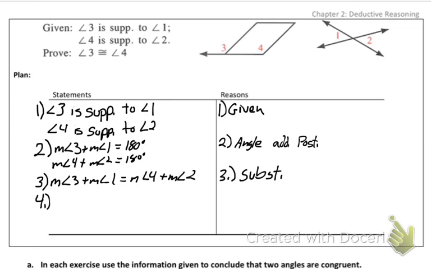So I'm going to say measure of angle 1 is equal to measure of angle 2, and that's because they are vertical angles. I don't need the definition or anything, just say vertical angles. We're going to use that so much that just saying vertical angles, we all know what we're talking about. I'm already on my last step. How'd that happen?